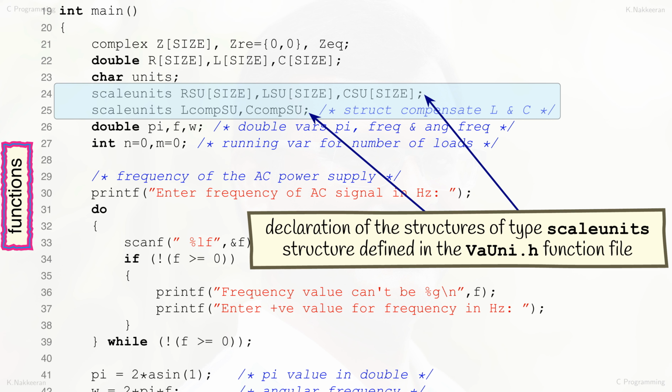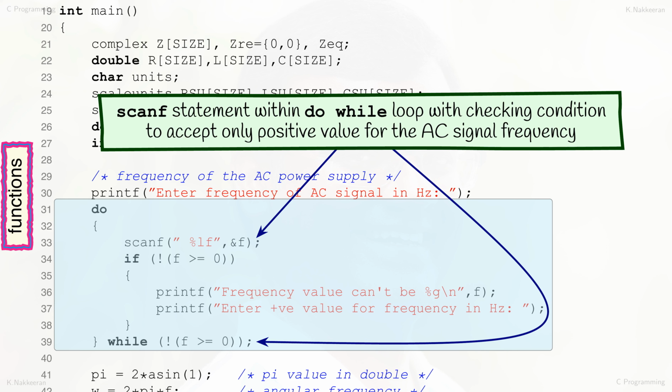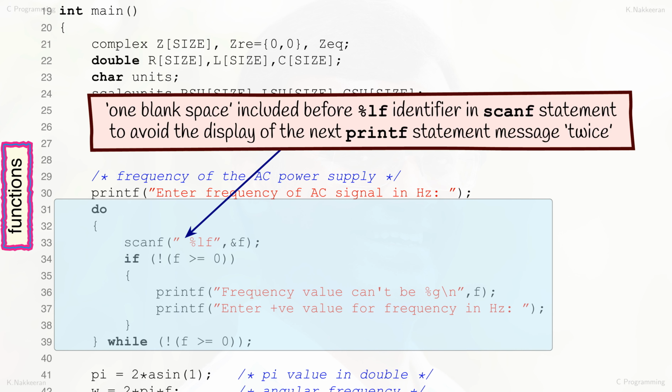Structures declared in line 25 are for the conversion of the calculated compensating inductance or capacitance value for the display with the appropriate units. Lines 31 to 39 are the do while statement that includes the scanf statement in line 33, written with the appropriate checking condition within parentheses in line 39 to accept only a positive value for the AC signal frequency. Note that one blank space is included before the %lf identifier in the scanf statement to avoid the display of the next printf statement message twice on the monitor.